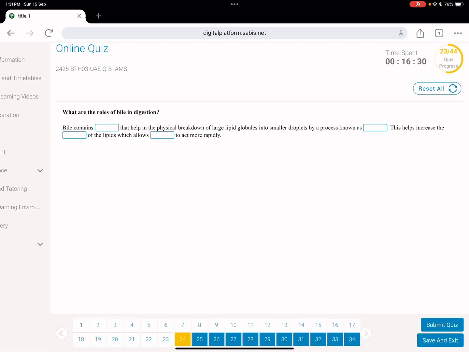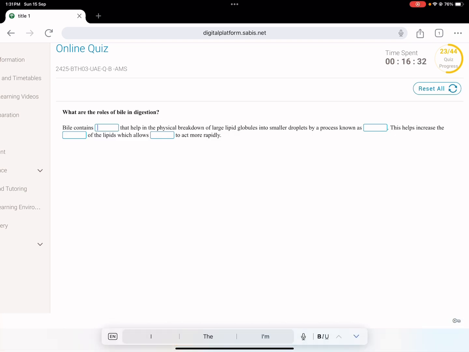Bile contains, what does bile contain? We said bile contains, of course, bile salts. So bile contains bile salts, and the process is known, we said, as emulsification. And also pay attention for the typing. I don't want you guys getting mistakes for typing. And this has increased, we said, the surface area of the lipids, which allows lipase to act more quickly, which is the digestive enzyme.